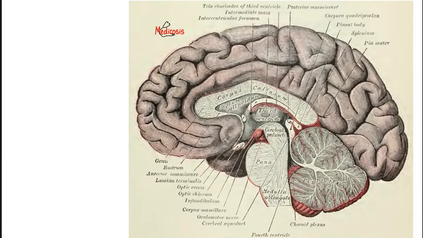Now, what if I have an obstruction here in the cerebral aqueduct of Sylvius? What's going to happen? Well, the cerebrospinal fluid will pile up in the third ventricle and then back up into the lateral ventricles. So I'll have more cerebrospinal fluid proximal to the obstruction, meaning the third ventricle will be swollen and the lateral ventricles will be so big.